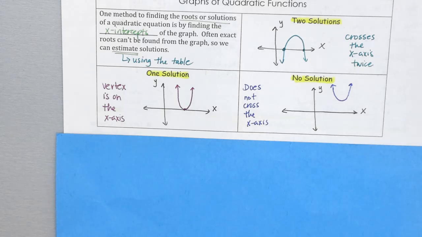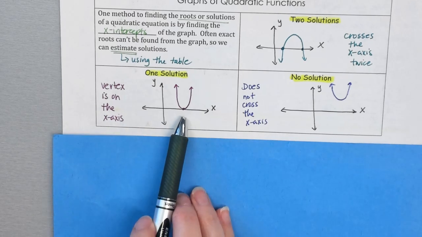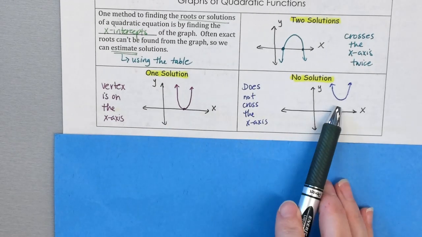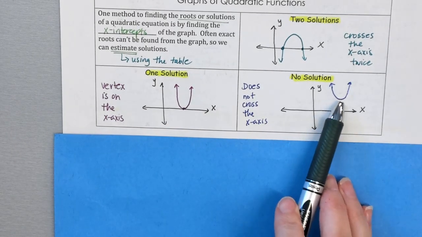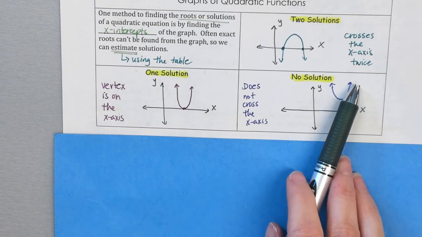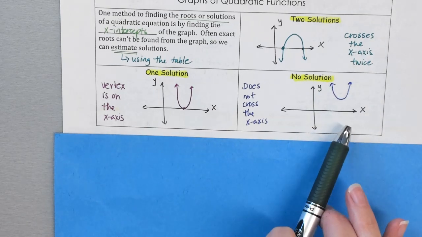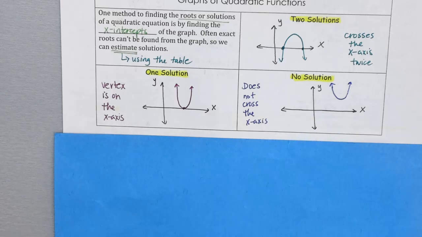All right, so what we're going to do is use our graph to find your x-intercepts. If the vertex is on the x-axis, you're going to have one solution. If it's above the x-axis and opening upward, there's no solution, or it could also be below the x-axis and opening downward. Okay, so our whole goal today is to find your x-intercepts.